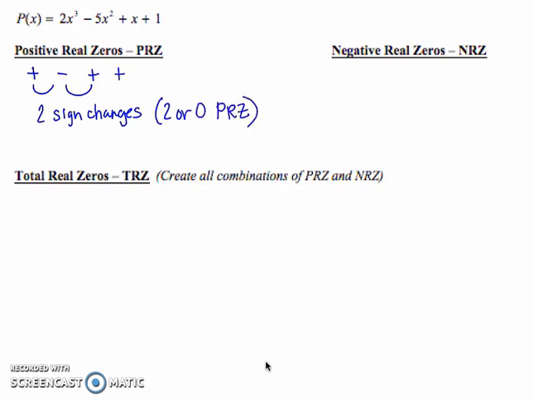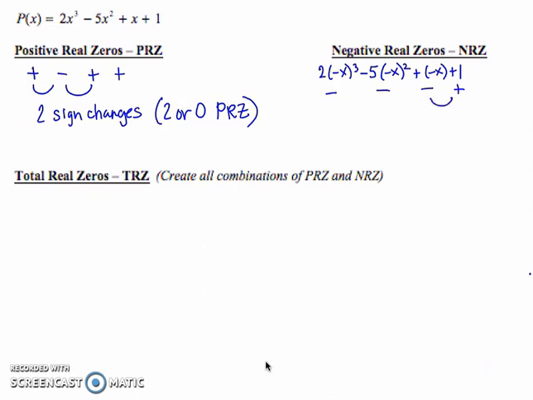For the negative real zeros, we have to plug negative x in for x. So this is going to be 2 times negative x cubed minus 5 times negative x squared plus negative x plus 1. And now we simplify. Negative x cubed is going to make this term negative. Negative x squared is going to become positive, but a positive times a negative 5, that's going to stay negative. And then this term is going to be negative, and this is going to be positive.